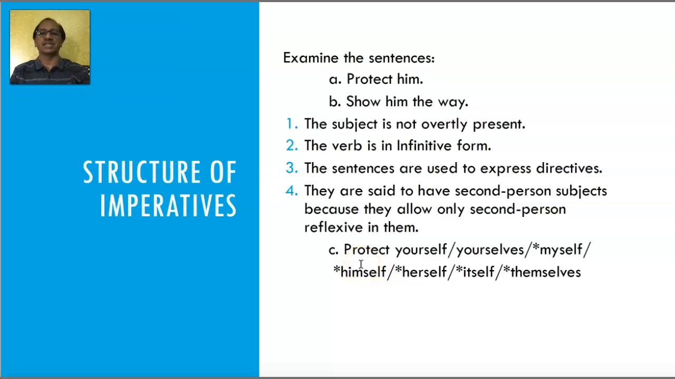Look at these sentences in C. Protect yourself is perfectly alright. Protect yourselves is also perfectly alright. Protect myself is ungrammatical. Protect himself is ungrammatical. Herself, itself, themselves, they're all ungrammatical. Only grammatical ones are those with second person reflexives. That means the subject has to be second person. That is, if you have a second person reflexive in the object position, that has to be bound by a second person subject. So based on this, what we say is the imperative sentences have second person subjects.